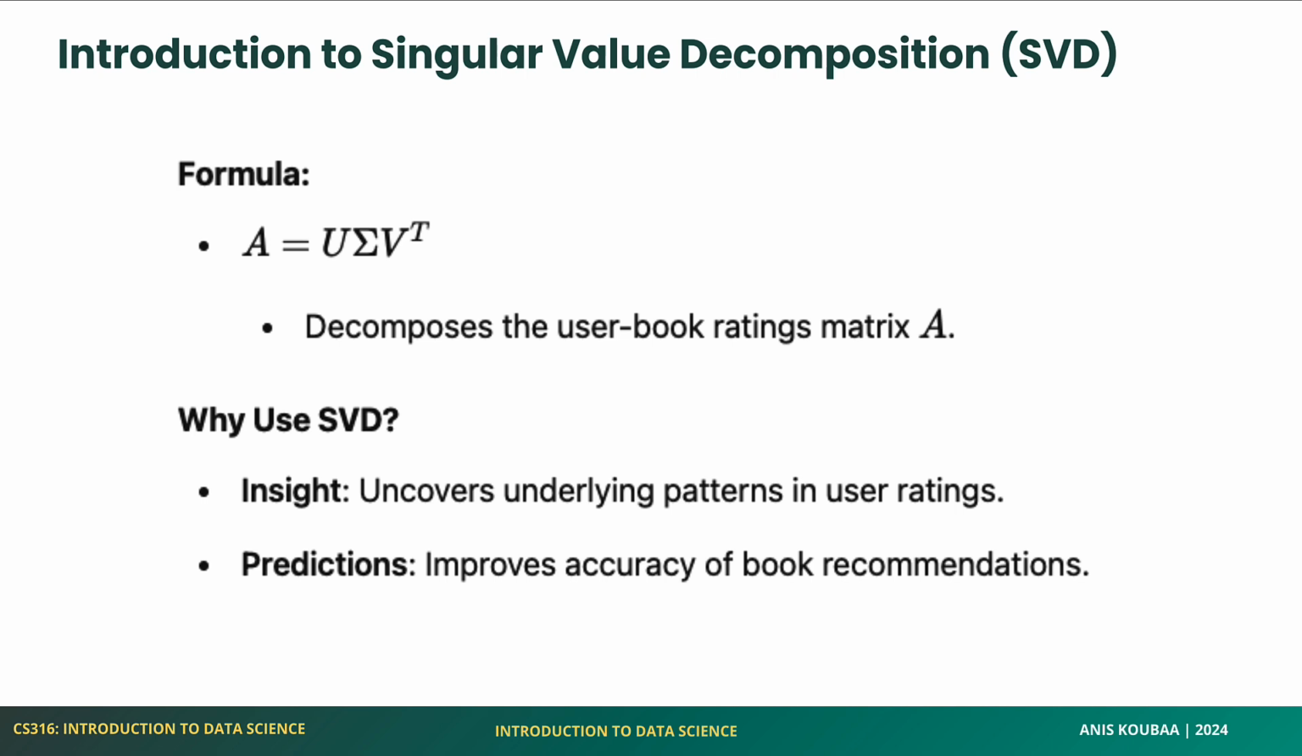Okay, so we will decompose A into this format, and the objective is to uncover the underlying patterns in the user ratings and improve the accuracy of book recommendation to other users. The formal definition of underlying patterns or hidden preferences is called latent features. This is a technical word that we use in AI and data science. Latent, it's like a representation of the data that we cannot understand. It's like a feature, okay? The latent features of the data set.